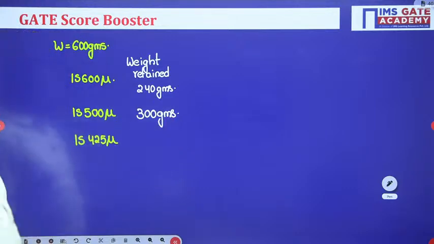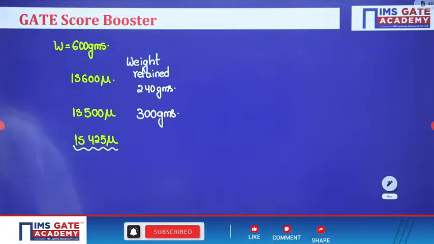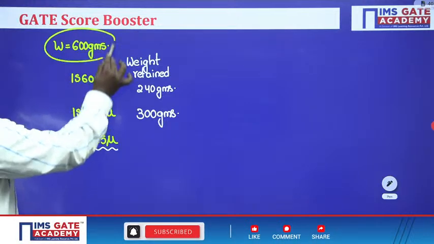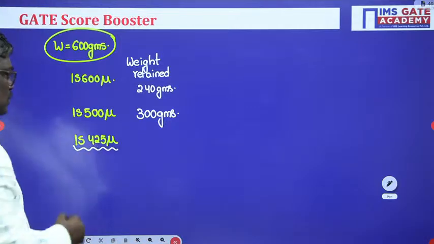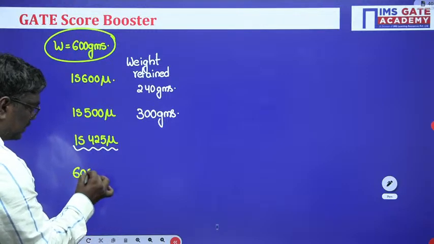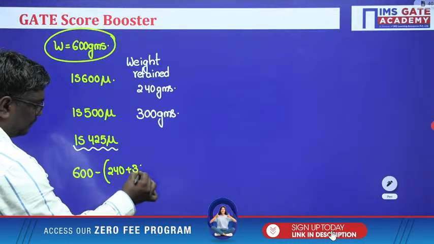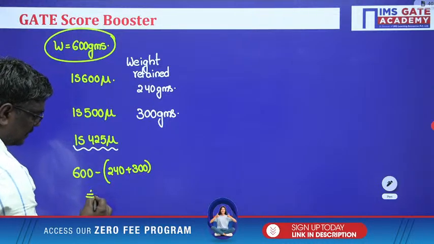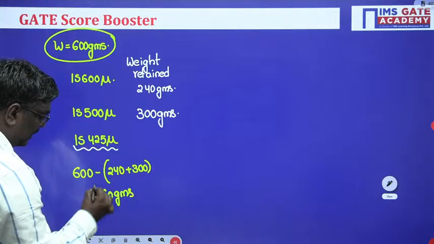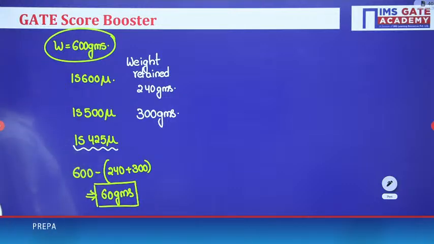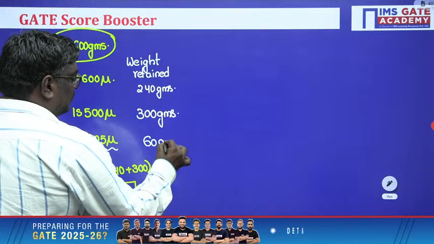And the remaining was retained on the 425 micron sieve. So the total weight is 600 grams. Out of 600, how much is retained on 425? You can write 600 minus 240 plus 300. So 60 grams was retained on the 425 micron sieve.